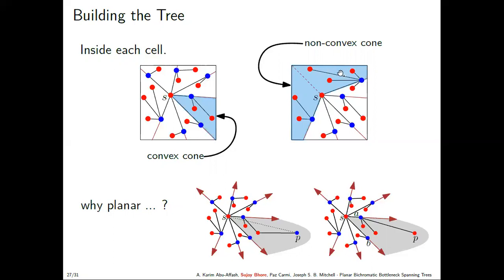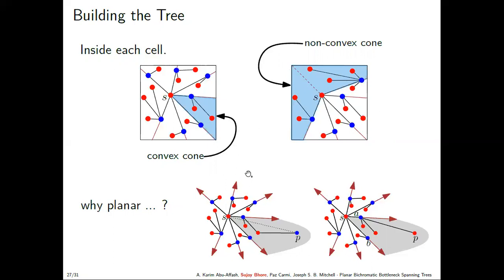However, there can be non-convex cones, as you can see here, for instance, but then we can take the bisector and then we partition it into convex cones and then apply the same procedure. The question is why these trees will be planar.